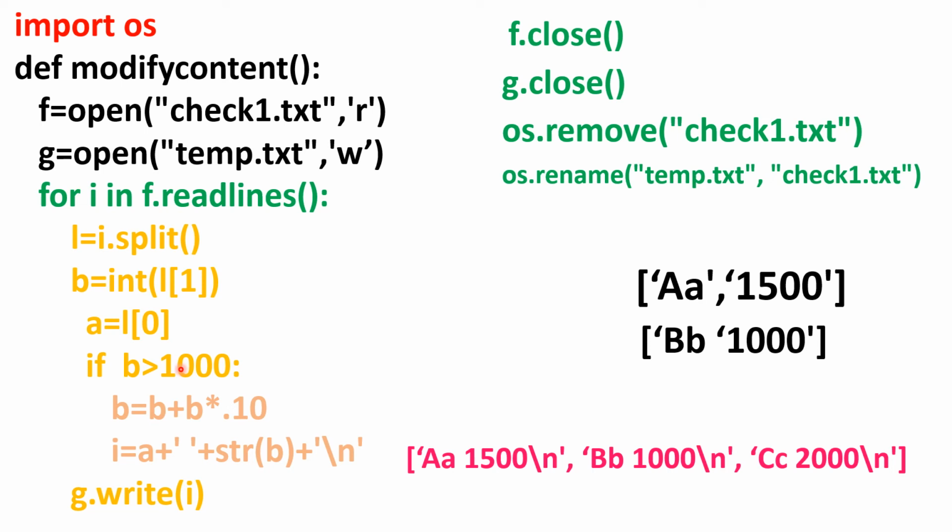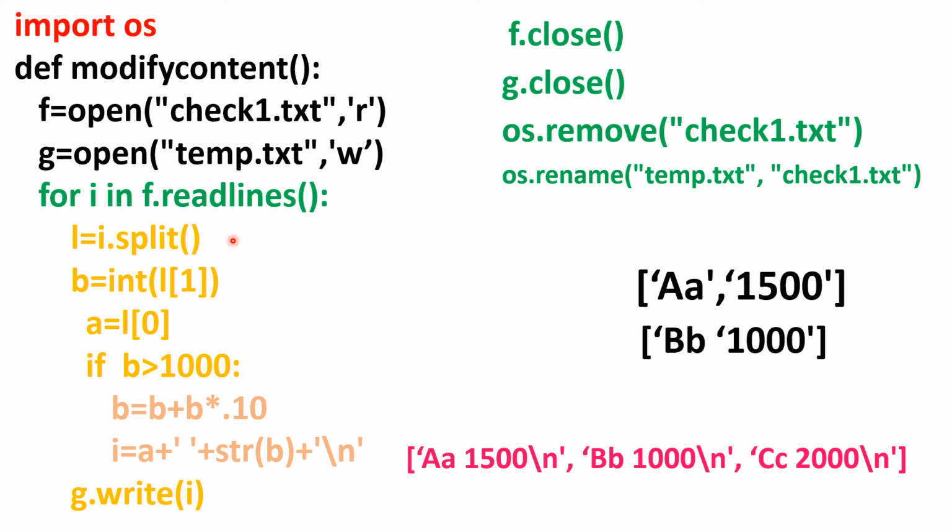Because the condition is false, the control will come directly out of the if construct and write the data present in i, because here we don't want to make any changes. This is the data which is present in i, either you can say this one or this one. The whole will get written in the temporary file.